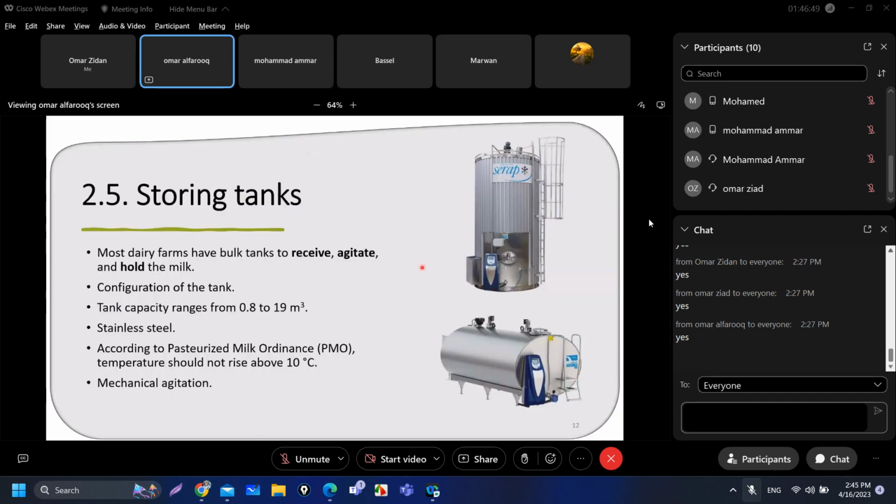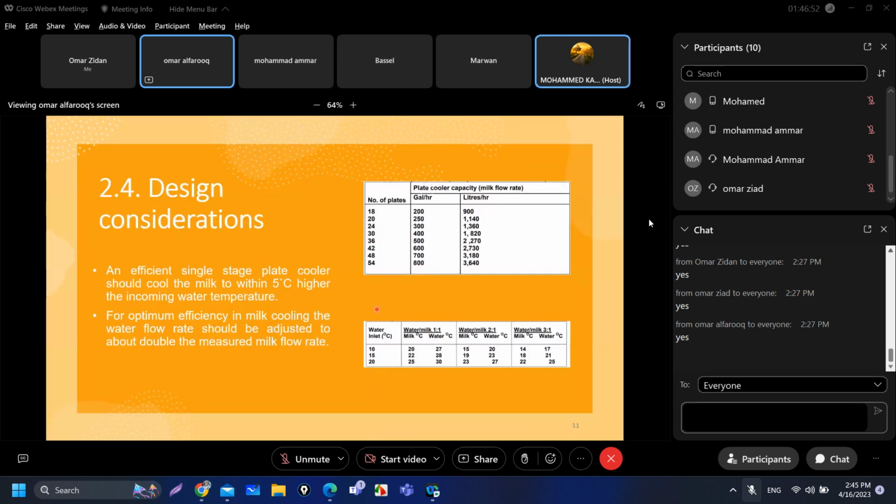Okay, now sorry, where did you get this design consideration from? This one I found in a PDF file. I don't know, I think it's an Indian company or something like this. Okay, thank you.